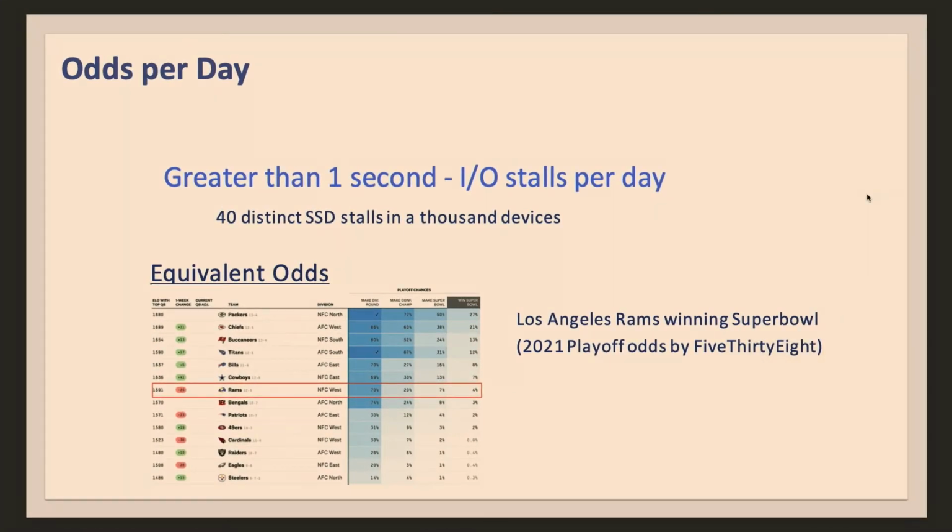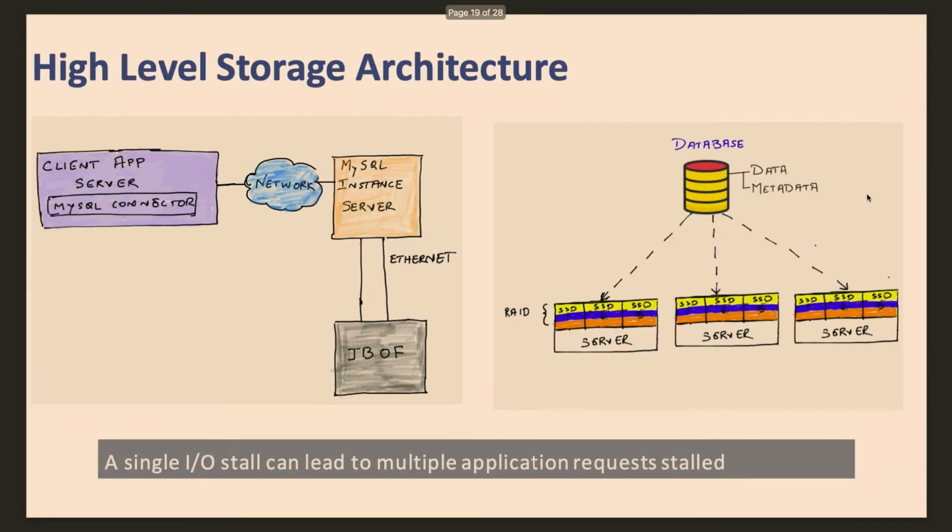We did a random sampling of how many stalls we see in 1,000 devices. There were 40 distinct SSD stalls greater than 1 second I/O. So the equivalent odds are the odds of the Los Angeles Rams winning the Super Bowl, which they did end up doing last year. So as we can see, this is not some mythical stuff we're talking about. This is stuff that we encounter in the fleet every day.